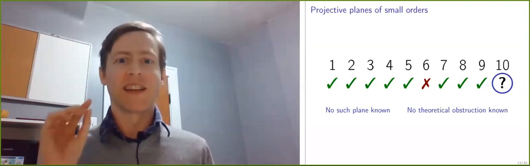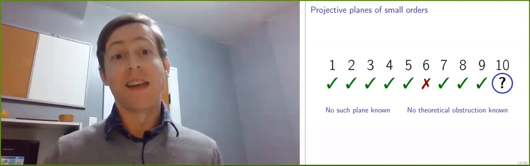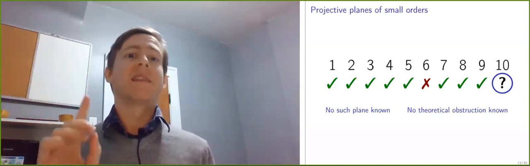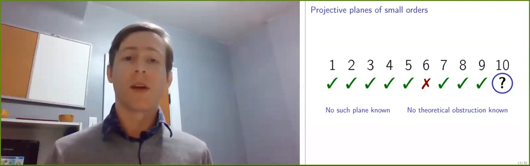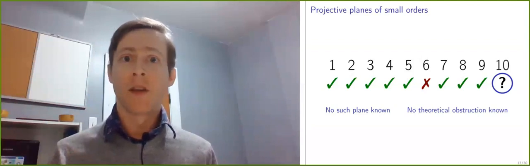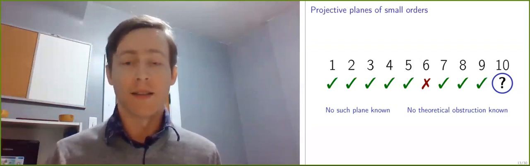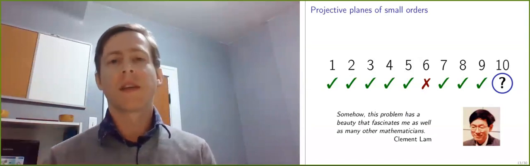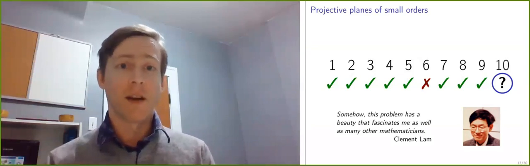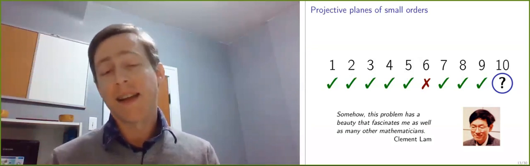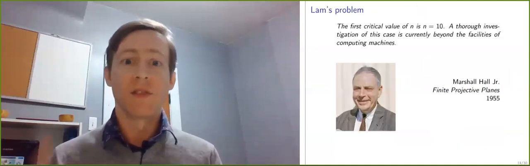This is a very interesting case because nobody knows any projective plane of order 10, and yet nobody knows any theoretical obstruction why one shouldn't exist. So it'd be natural to conjecture either way. Maybe it exists, we just haven't found it. Maybe it doesn't exist and we just don't know any obstruction of why it doesn't exist. Now, this problem became known as Lam's problem after Clement Lam extensively studied this problem for basically a decade in the 1980s. And in fact, as I mentioned, he was able to resolve it using a computer.